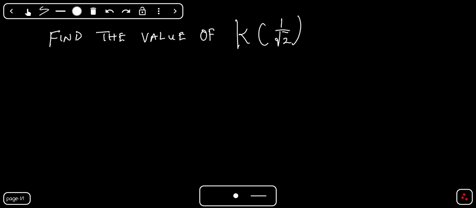Alright, so in today's video we'll be solving this beautiful question. This is another episode of the complete elliptic integral of the first kind. The question says find the value of K of 1 over square root of 2, that is the elliptic integral of the first kind of 1 over square root of 2. We want to find it.